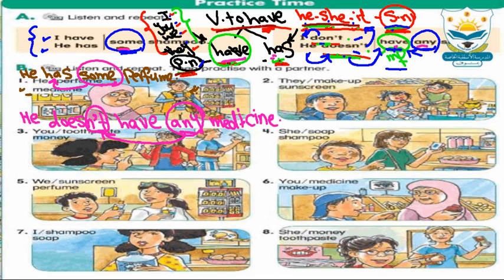Another example, let's take a second example. Give me they and makeup. Number 2, picture number 2, sunscreen. Of course here they have makeup, so it's an affirmative sentence. They: we use they with have or has. They is a plural subject pronoun, so we should use it with have. So they have. Is this sentence affirmative or negative? This sentence is affirmative, so we should use some. They have some makeup.